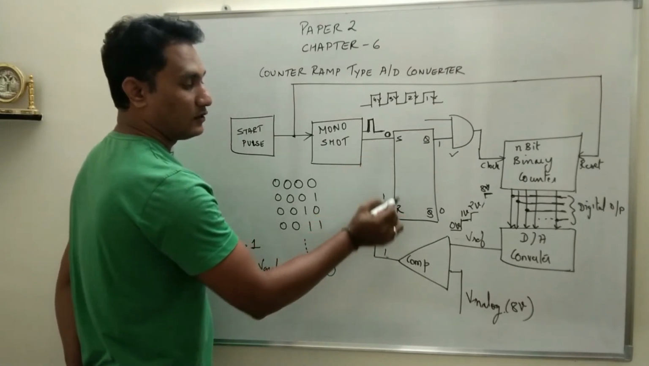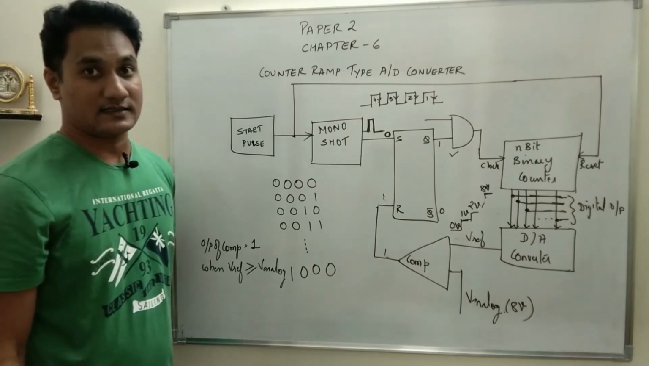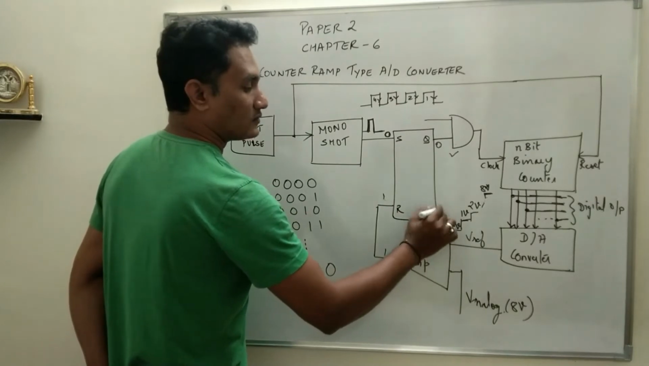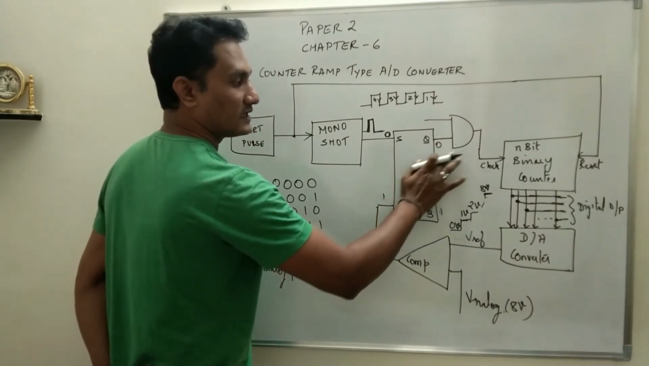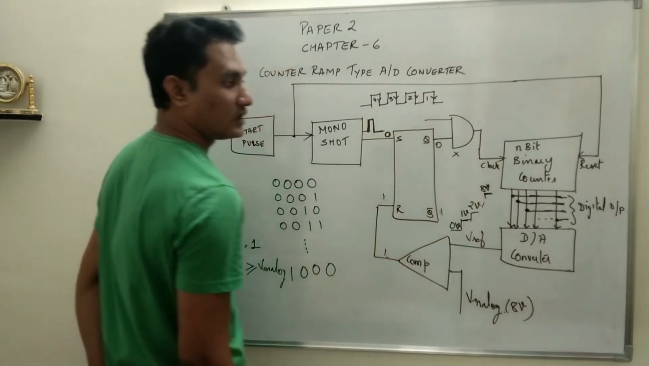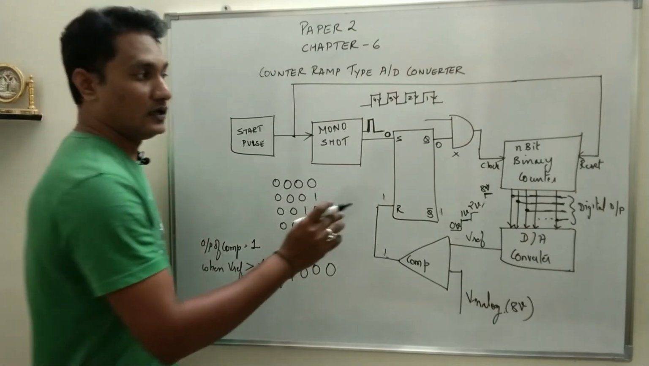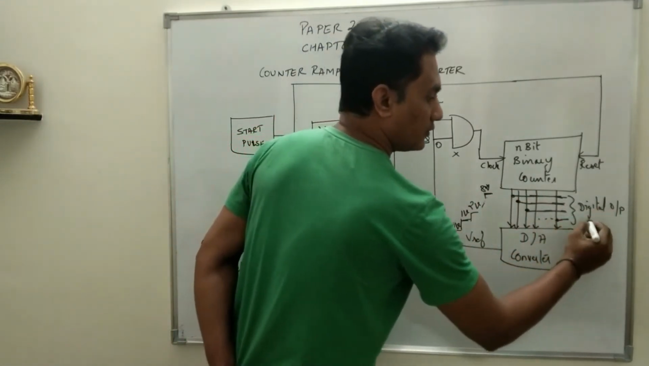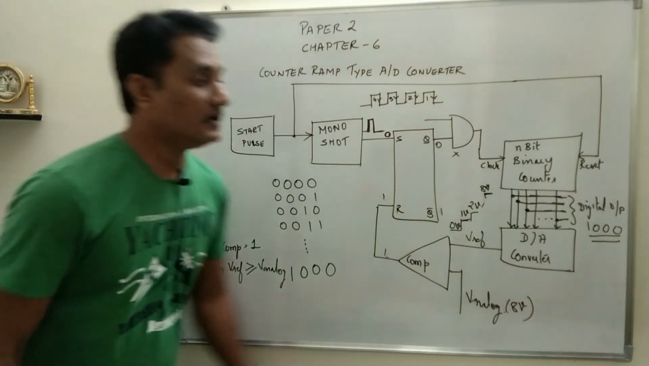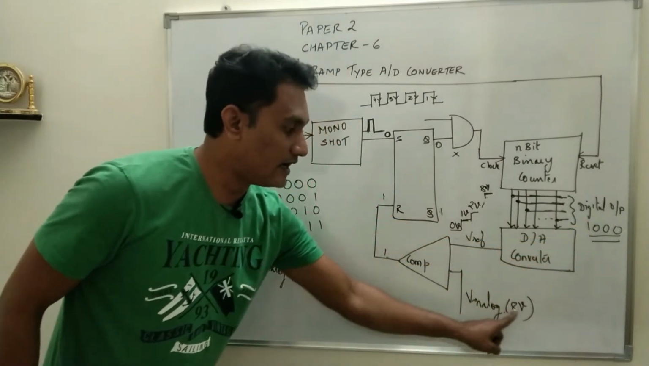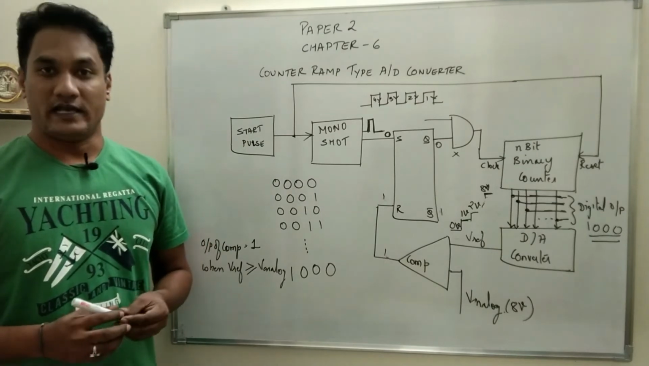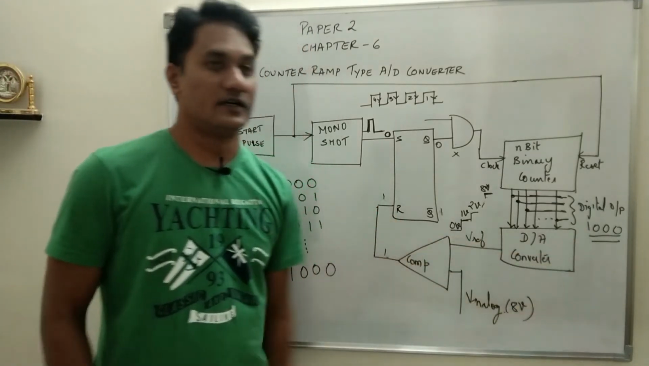Now at this point S is 0 and R is 1, trigger is given to R. R stands for reset. Reset means Q will be 0 and Q bar will be 1. So as soon as Q becomes 0, this AND gate is disabled. The clock pulse will not reach the n bit binary counter. The binary counter stops. So at that point, whatever be the digital output, what is the digital output? 1 0 0 0. This is the digital output at that point. That will be the digital equivalent of analog voltage 8 volt. So 8 volt is converted into its equivalent digital value.